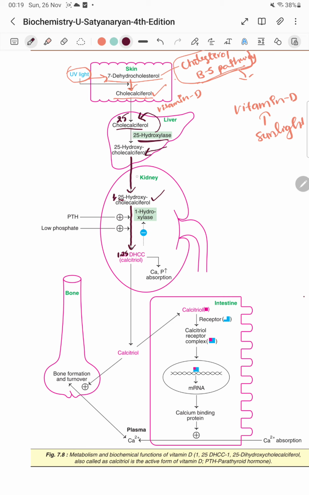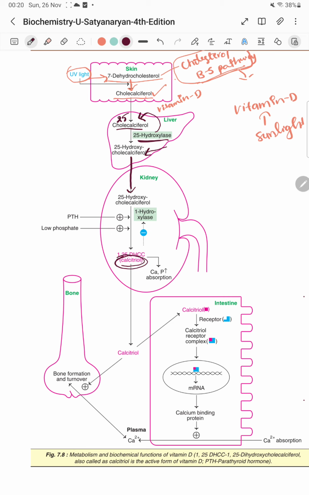Now who is giving one more hydroxyl group? This 1-hydroxylase enzyme is giving one more hydroxyl group to the 25-hydroxycholecalciferol, and then this whole 25-hydroxycholecalciferol is converted to 1,25-dihydroxycholecalciferol, which is also known as calcitriol. So calcitriol and 1,25-dihydroxycholecalciferol, both are the same, and this is the active vitamin D form.